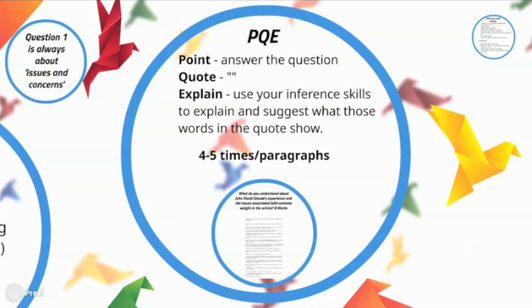So point, quote, explain, we know that this question is worth 8 marks. We know that we've got to show a detailed answer in order to get to that top band. So I would suggest at least 4 PQE paragraphs, if not 5 if you've got time to do that. We know that in our point we answer the question. We know that we have to use a relevant quote, and then as we've just discussed, in your explain bit you use your inference skills to explain and suggest what those words in the quote show.